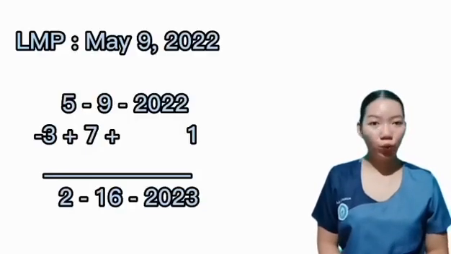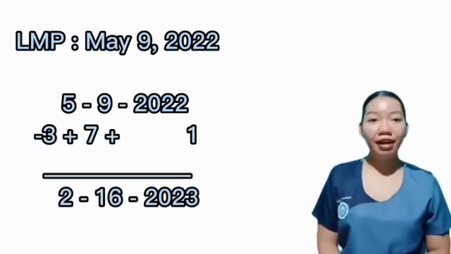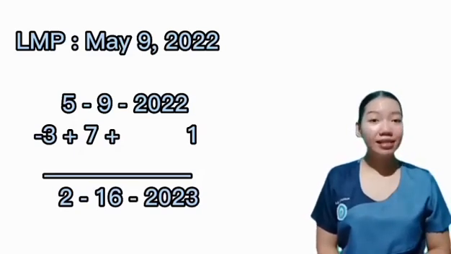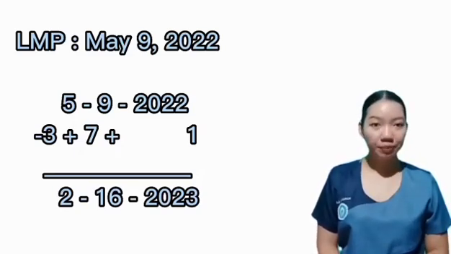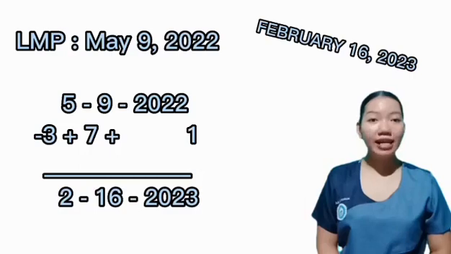For the expected date of confinement, the last menstrual period is on May 9, 2022, minus 3 months, plus 7 days, plus 1 year. That will be 5/9/2022, minus 3, plus 7, plus 1 year. So that will be 2/16/2023 or February 16, 2023, the expected date of confinement.